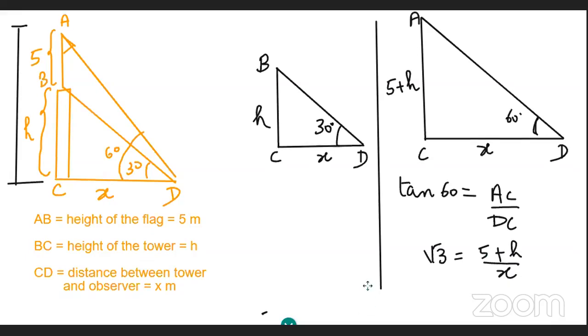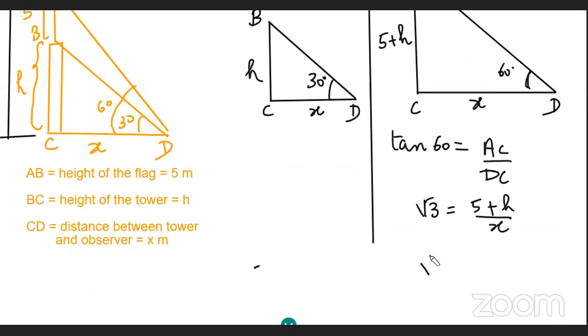Divide by X. So let me take the X to the other side. So it will be √3X equals 5 plus H. I'm going to wait here. I'll take a substitution from the first triangle also.